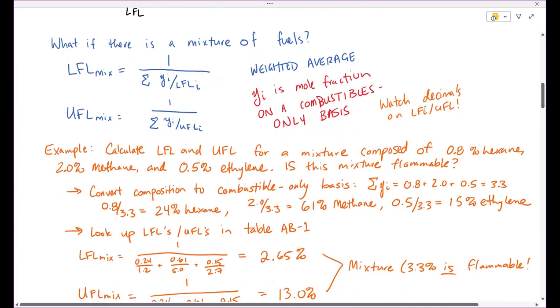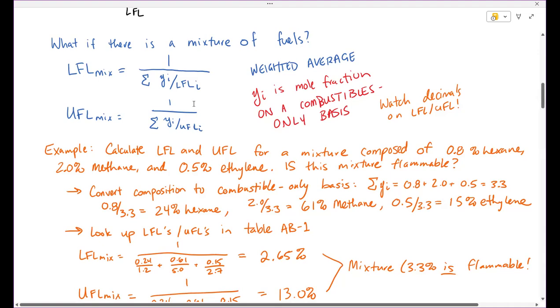Also be aware of the decimal points. This book is very weird about how it defines it, but I always say compositions are decimals. But in this formula, and in a lot of the formulas in this chapter, they will report the LFLs as percentages, and they'll plug those in. So for example, if the LFL was 3%, you would plug the number 3 into this formula as opposed to 0.03, which makes intuitive sense to me. But anyway, that's how the book does it.